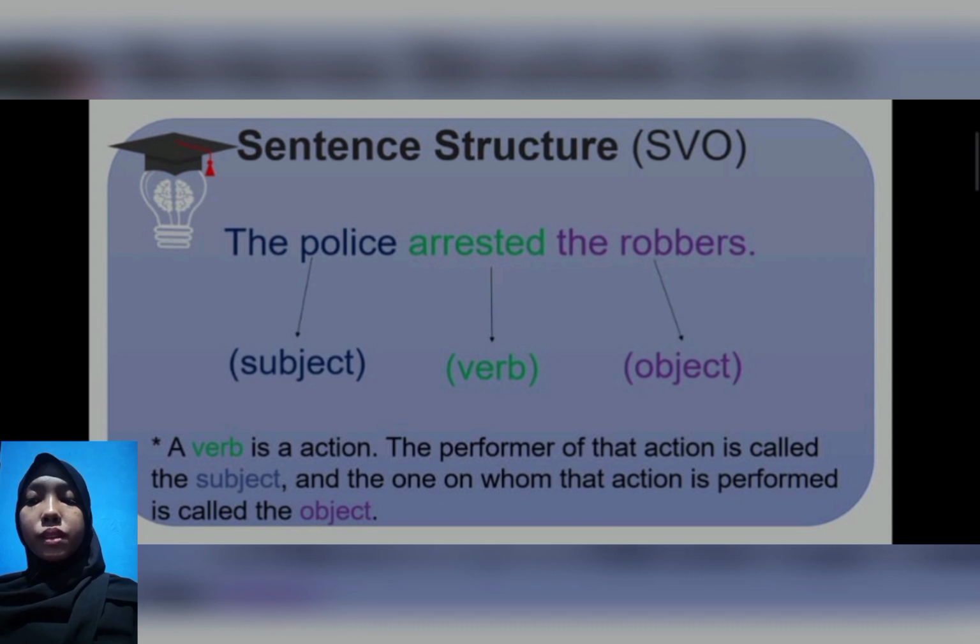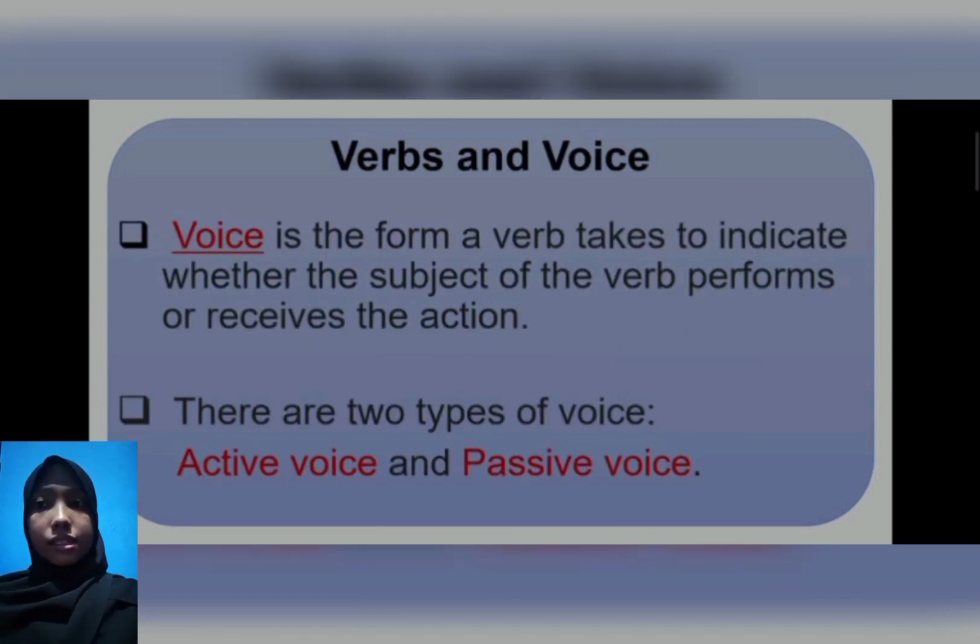Note, a verb is an action. The performer of the action is called the subject, and the one on whom that action is performed is called the object. Next slide. Verbs and voice. Voice is the form a verb takes to indicate whether the subject of the verb performs or receives the action.